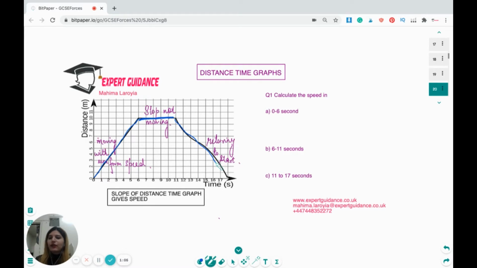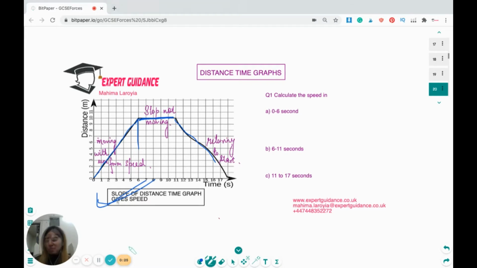So if in the distance time graph you have a straight line passing through the origin, it means that the body is moving with uniform speed. If you have the horizontal, it means that the body is not moving. And if you have the distance going down, it means it is returning to the start position. And the slope of the distance time graph gives you speed. This is also a very important thing to remember, because in the graph, if they ask you to find the speed, we'll be finding the gradient of the line. How do you work out the gradient of the line? You take the difference between any two y points divided by the difference between the x points to work out the gradient.